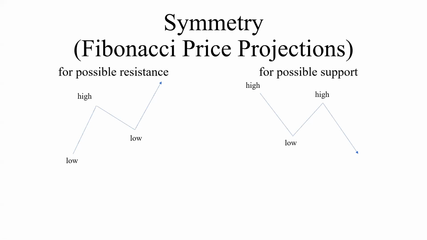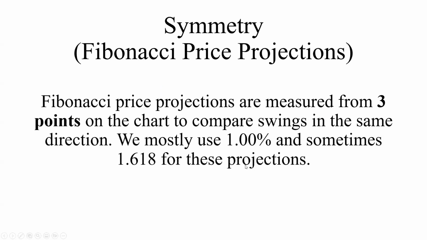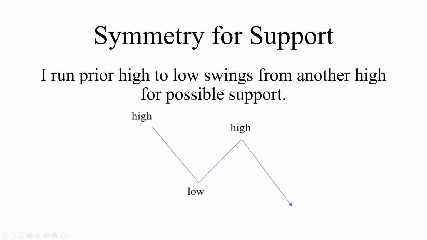Symmetry, Fibonacci price projections. Okay, for possible resistance, I go from a low to a high to a low. That's what I was just telling you on Apple. For support on SPX cash, high, low to the high. We use the 100% almost all the time, but every now and then I'll use the 1.618 if we've gone through all the 100%. But I would say 98% of the time we use the 100%. I already went over this, symmetry for support, high, low, high.